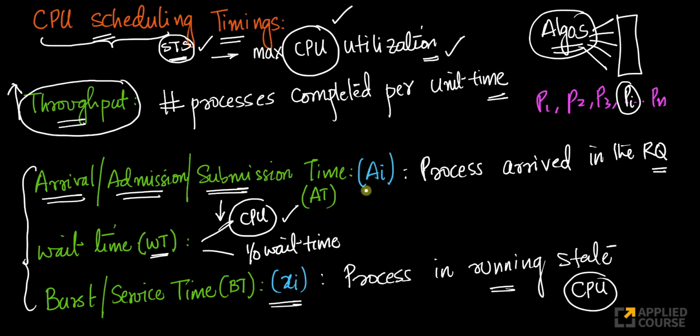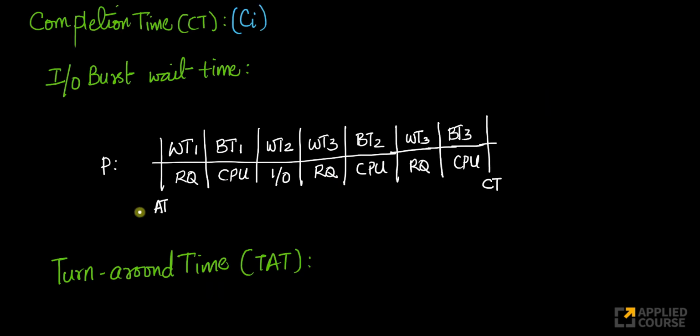Again, arrival time is often referred to as Ai. Your service time or burst time is often referred to as Xi, or execution i. So given any process, it will have an arrival time. Remember that arrival time is a property of a process. For every process there is a unique arrival time. For every process there is also a wait time associated with it, and an execution time or burst time. Similarly, there is a completion time associated with each process. So what is completion time? Completion time is the time at which a process completes. Very simple.